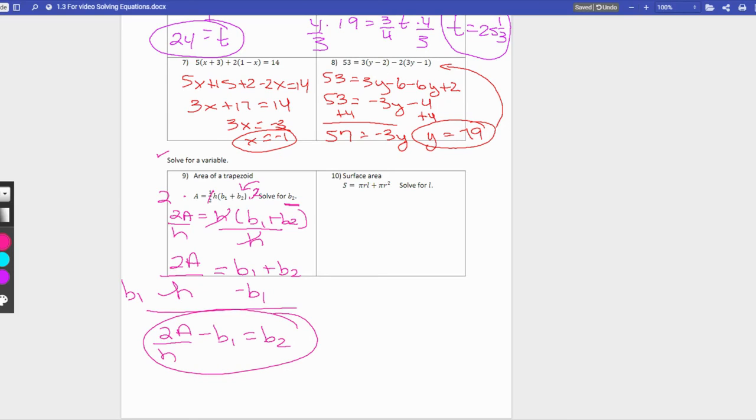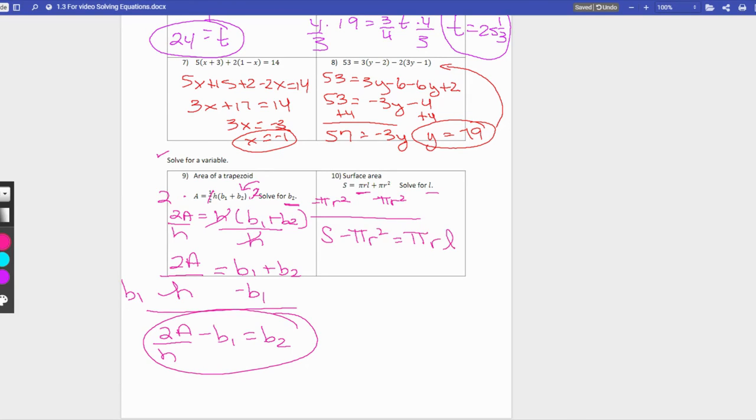Now in our last problem for today, with the same type of idea, I want to get L by itself. I'm looking at the formula for surface area. So my L is part of that term right there. The first thing I want to do is I don't need this second term right here, that's pi times r squared, the radius squared. So I'll subtract that from both sides. And I have S minus pi r squared is equal to pi times r times L.